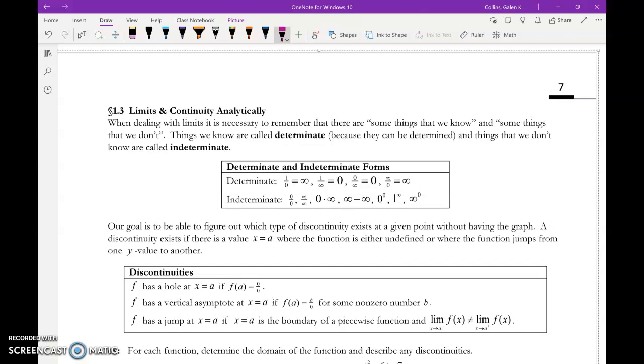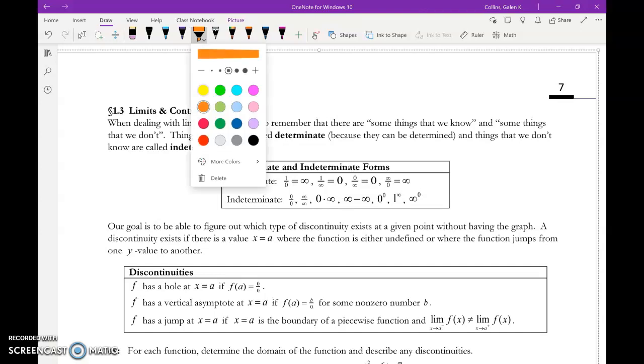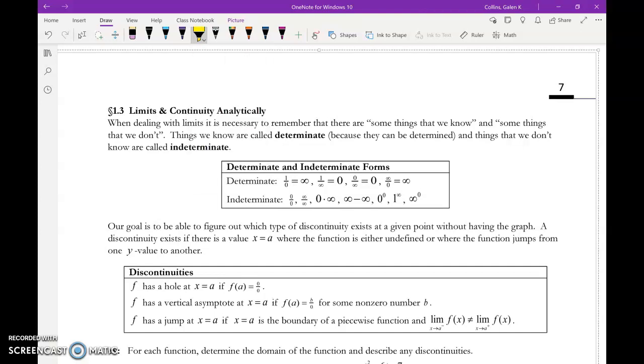And so to start off, let's just review what we mean by a determinate versus an indeterminate form. So 1 divided by 0, if you take out a calculator and divide the number 1 by like the smallest decimal you can think of, that number just keeps getting bigger and bigger and bigger. So 1 divided by 0 is infinity, essentially. 1 divided by infinity, well, that's just the number 0.